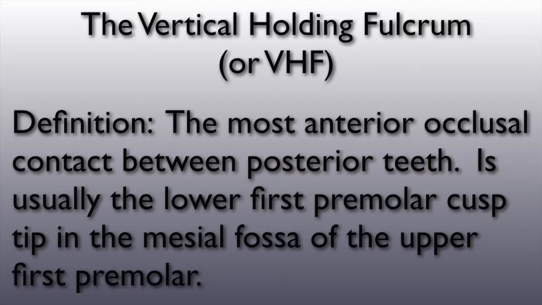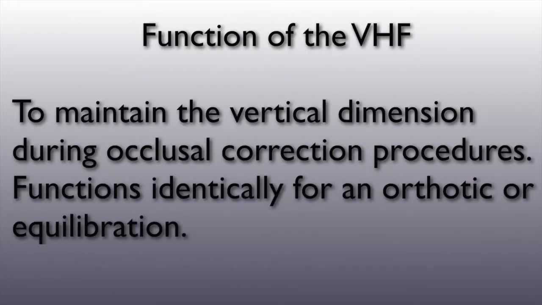The vertical holding fulcrum is defined as the most anterior occlusal contact between posterior teeth. It is usually the lower first premolar cusp tip in the mesial fossa of the upper first premolar. The function of the VHF is to maintain the vertical dimension during occlusal correction procedures. It is utilized the same way whether one's dealing with an orthotic or an equilibration.